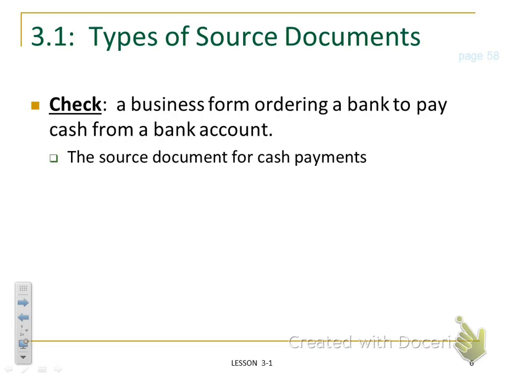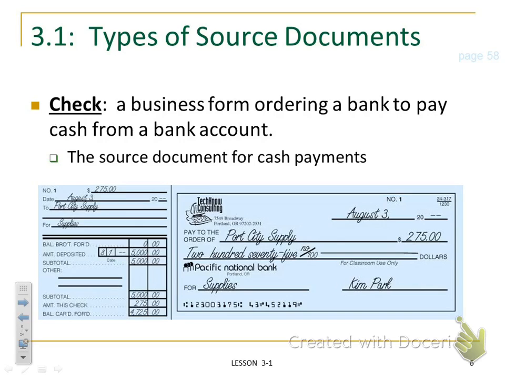The first type of source document is a check. It's a business form that requires the bank to pay somebody from the company's bank account. It is the source document whenever we say that cash payments are being made. The check is really made up of two different parts. The left side of the check is the check stub. That becomes your business's record for the transaction. And then the right side is the check itself, which actually gets sent to the company that you're paying.